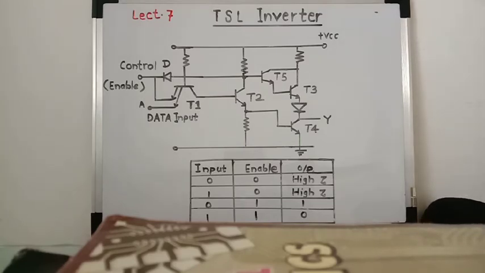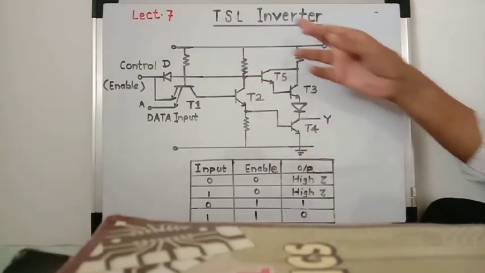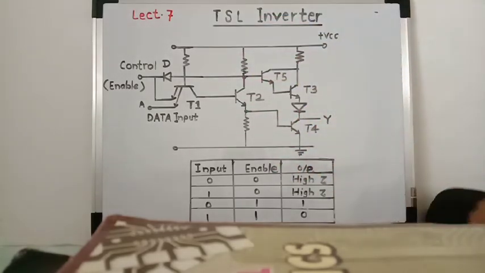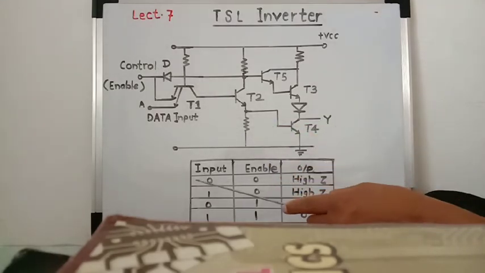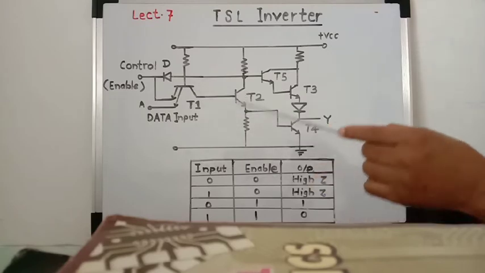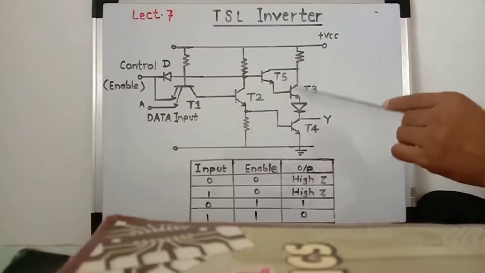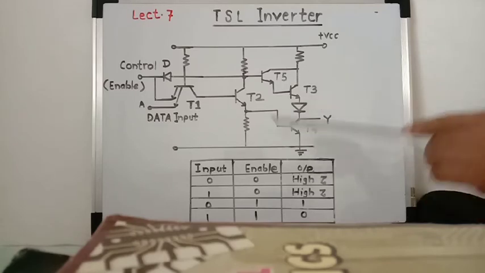Now let us study the TSL inverter. TSL means tri-state logic. This figure shows a tri-state TSL inverter circuit. See here, when the enable input is low, that is, when enable is equal to 0 or control is equal to 0, then the output state of the TSL inverter is high impedance.